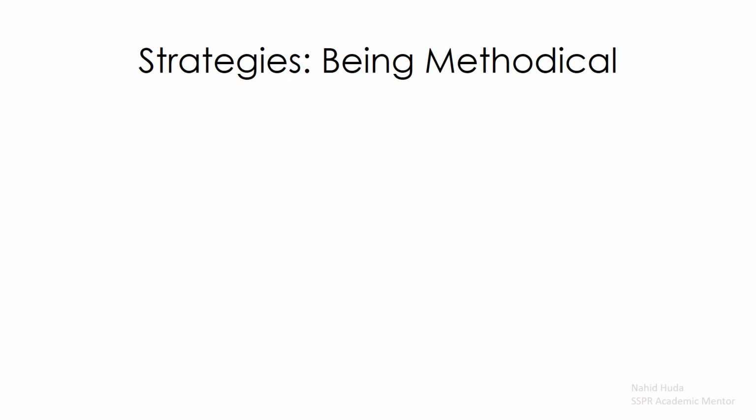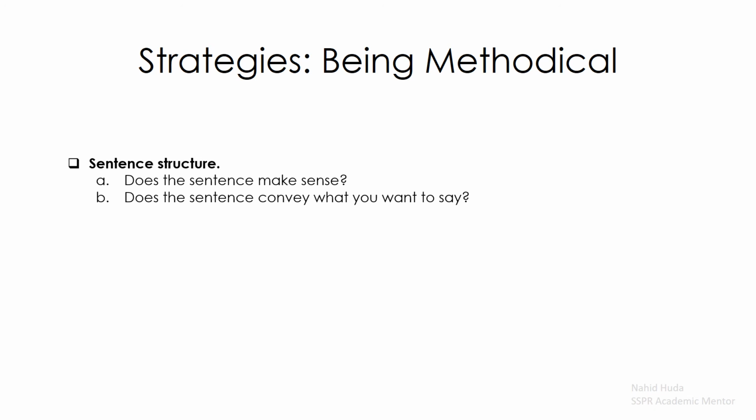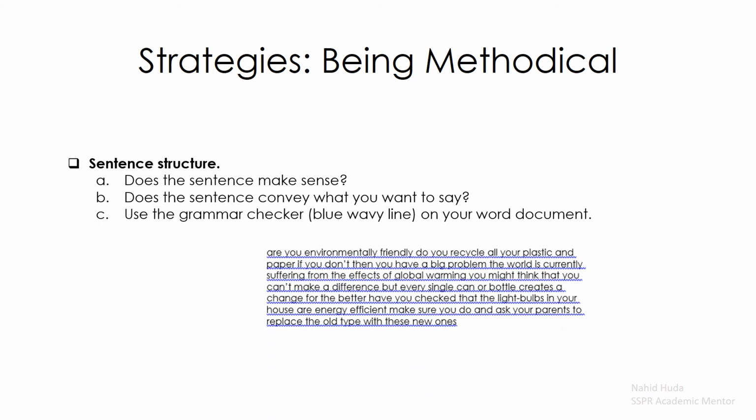Be methodical when you are proofreading your work. For example, if we look at sentence structure, does a sentence make sense? Does a sentence convey what you want it to convey? And use a grammar checker on your Word document. That's a blue wavy line that will actually indicate that there is something not right with the way you've formulated your sentences. Here's an example.